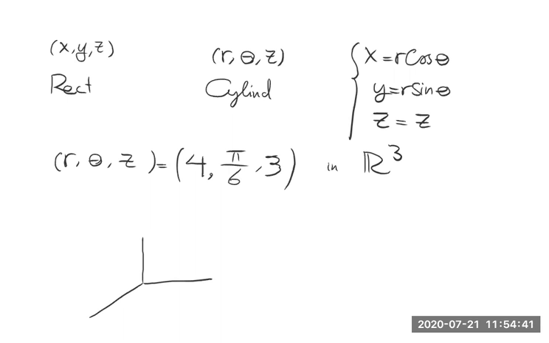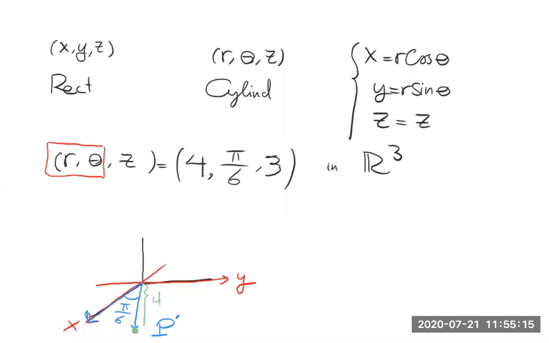First, we should look at r and theta. R and theta are something in this xy plane. The angle theta is pi over 6. It means from the positive direction of x, it makes the angle pi over 6. So we should look at the angle pi over 6 from this positive direction. And then the length is 4. We should go forward by 4. We get to this point. This is P prime, the shadow of our point on the ground.